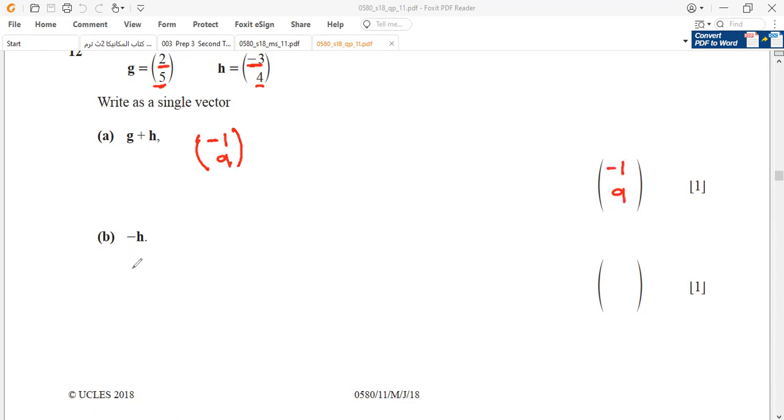In part B, negative h. Negative h means that we multiply the vector h by -1. Negative multiplied by -3 and 4 equals negative multiplied by negative is +3. Negative multiplied by 4 is -4. So the vector will be here 3 and -4.